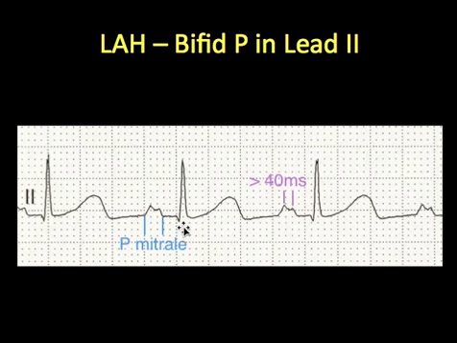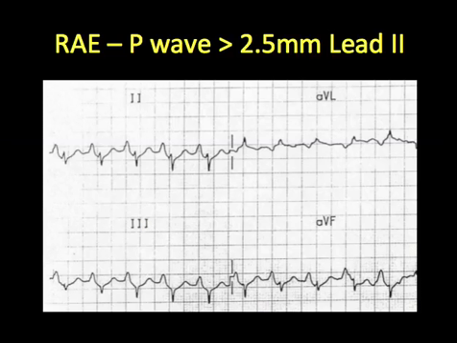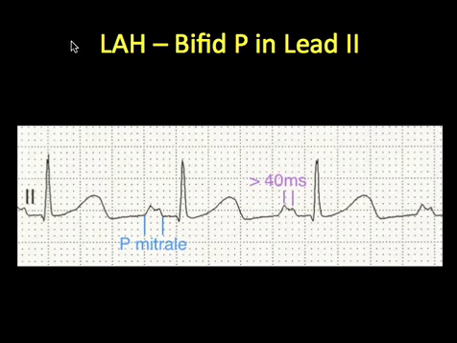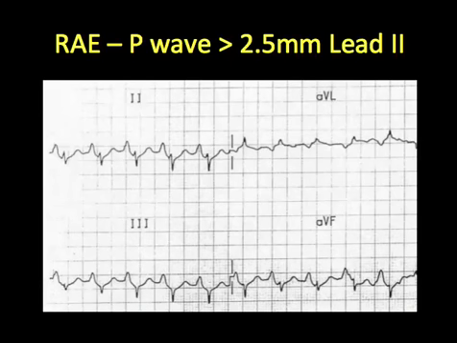So bifid, a notched P wave in lead 2. Remember, this is only in lead 2. When we're talking about P waves, we are looking at lead 2. So that was about the left atrial enlargement or left atrial hypertrophy. Now the right atrium, this is the last chamber we are left with. Again, we'll look at lead 2. This is lead 2, lead 3, AVL, AVF.